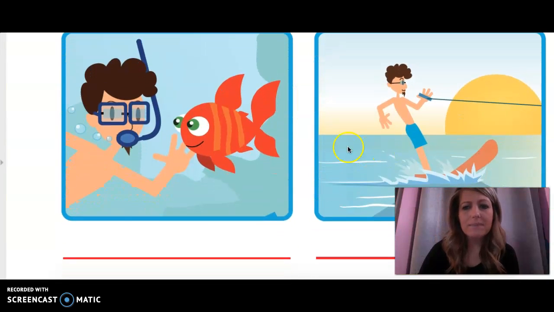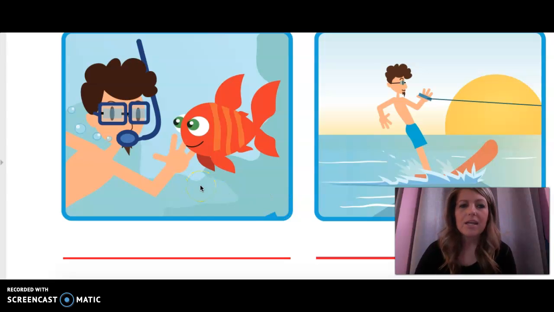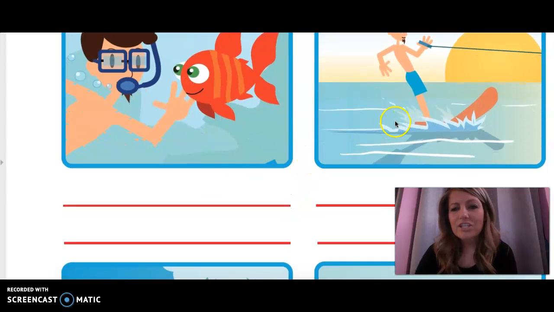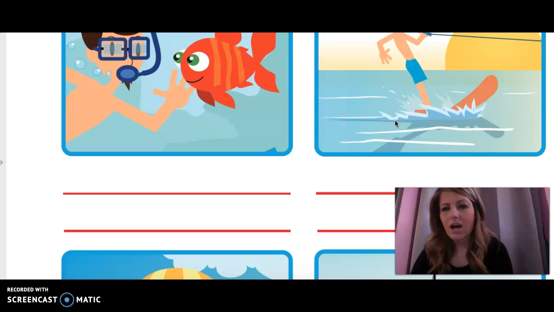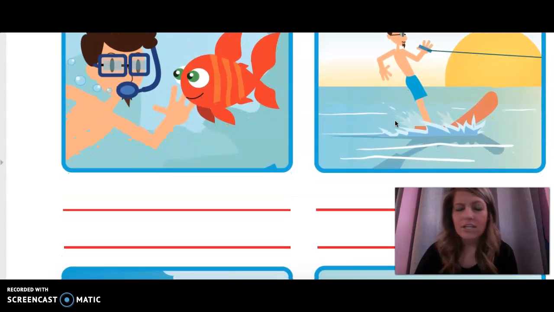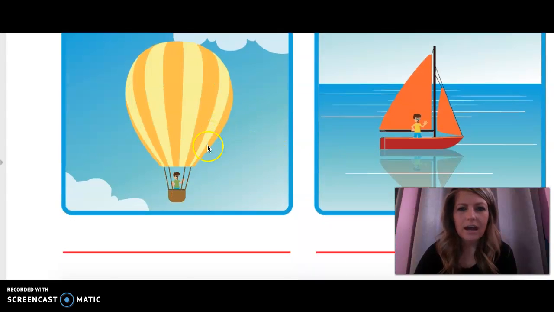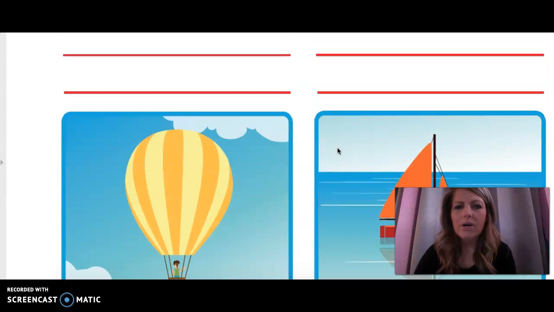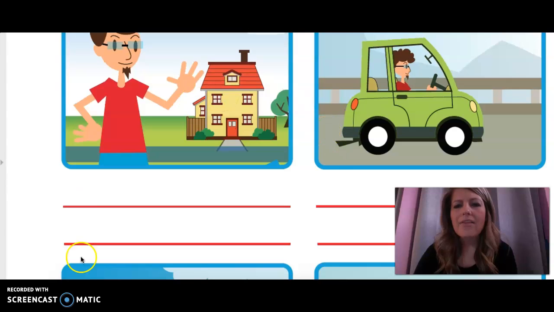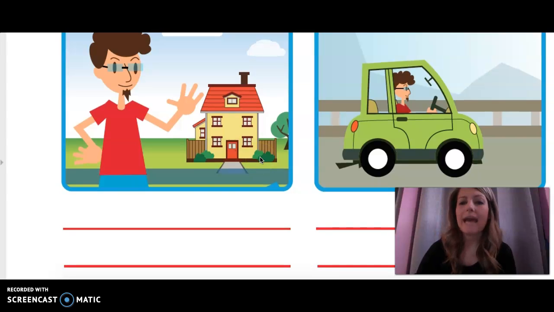If you go to the next page, the story continues with him. Looks like he's waving at the fish. He is on, not a jet ski, but he looks like he's water skiing there. Hot air balloon, he's on a sailboat. So now that I've looked at every single one of the pictures, I have a better idea of the story, which is going to help me write my caption.